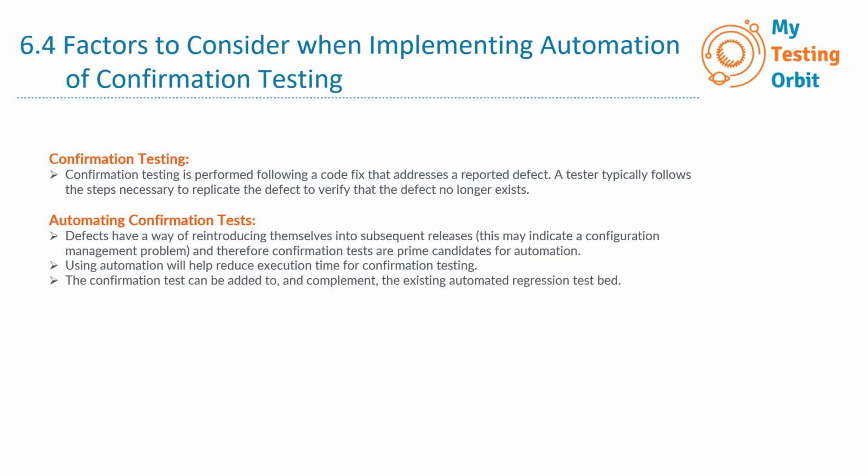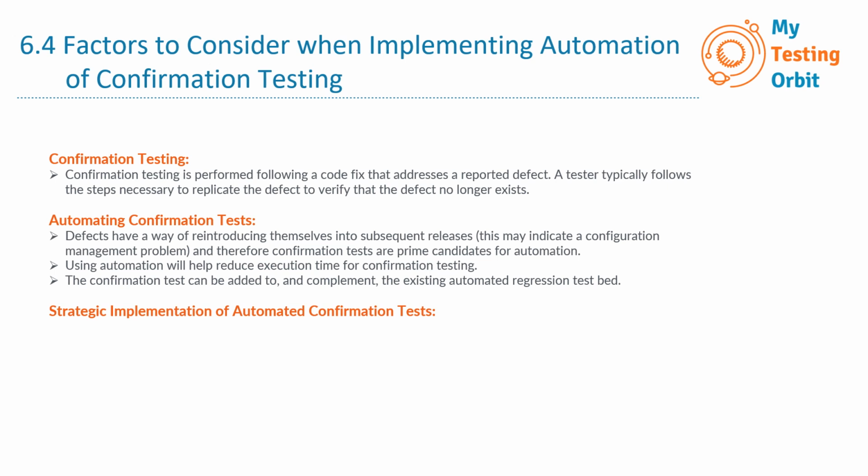The third point is the confirmation test can be added to and complement the existing automated regression test bed. So this means that the confirmation test, which ensures that a specific problem is fixed, can be included and work together with the automated regression test suite that already exists.